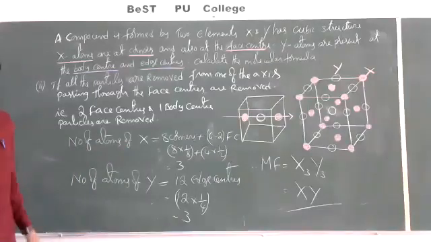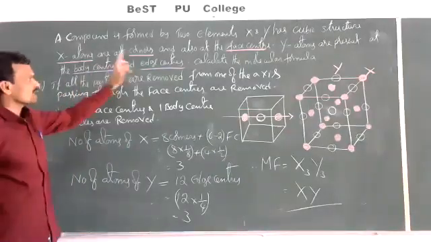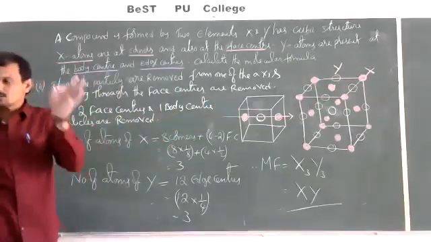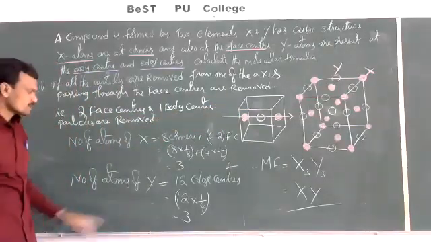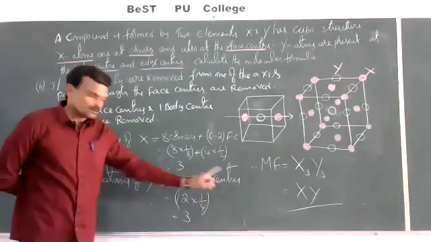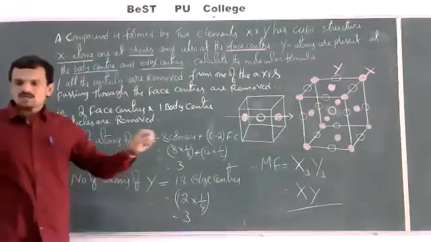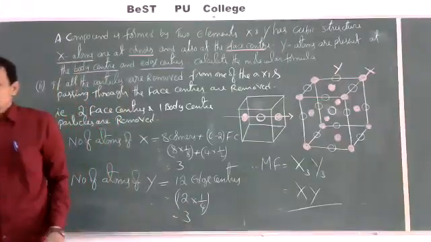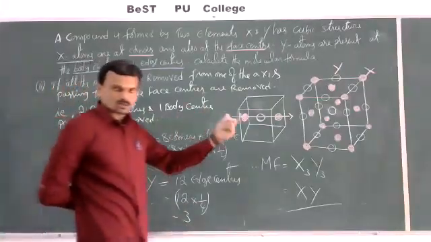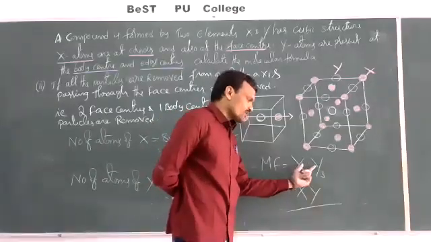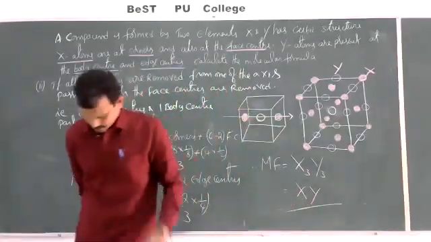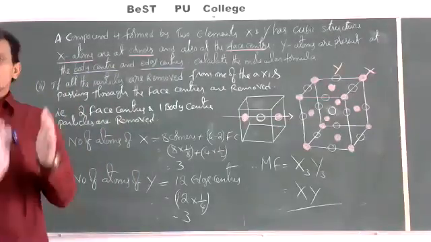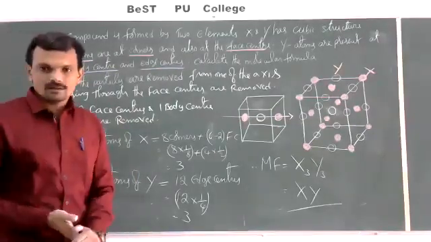Number of atoms of Y. Y is present at body center and edge center. Since the body center particle is removed, the remaining is only 12 edge centers. So 12 into contribution of edge center, which is 1 by 4. So that is equal to 3. So X is equal to 3 and Y also 3. The molecular formula is X3Y3, that is equal to XY. Okay. So this is the way of calculating the molecular formula when different conditions are mentioned.